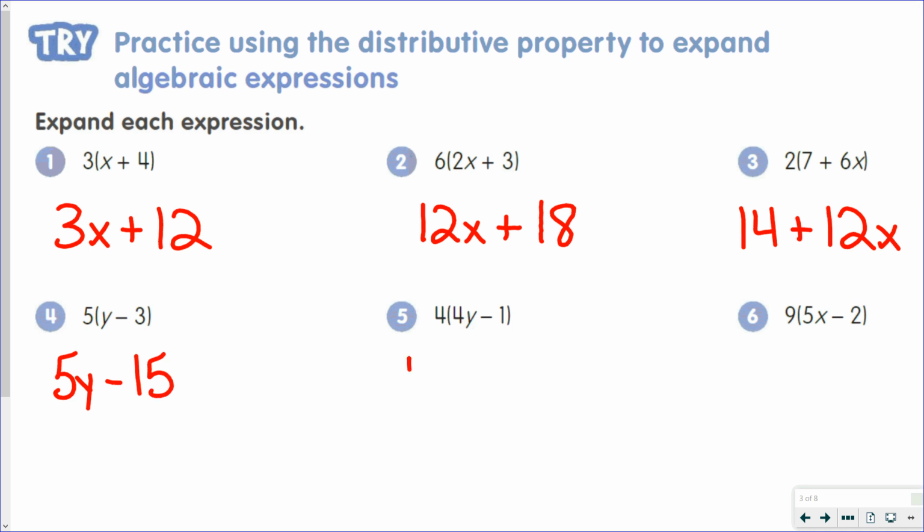4 times 4y is 16y, and we're subtracting. 4 times 1 is 4. And number 6, 9 times 5x is 45x, and we're subtracting. 9 times 2 is 18.